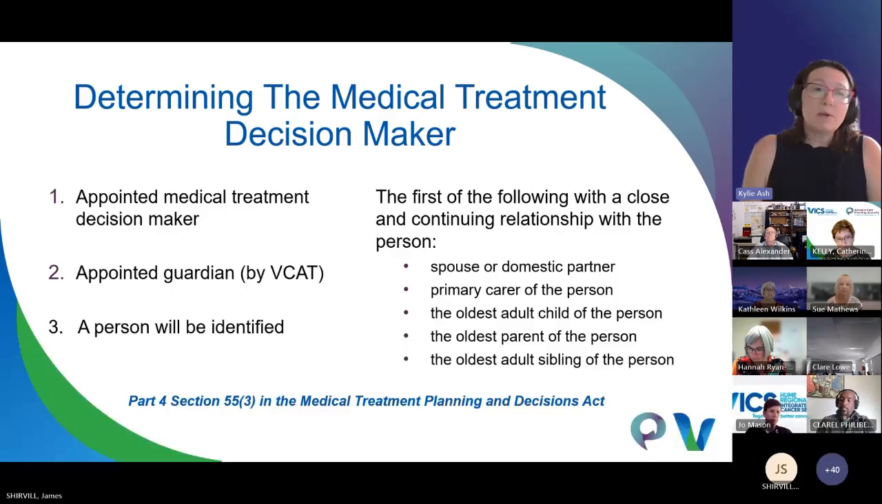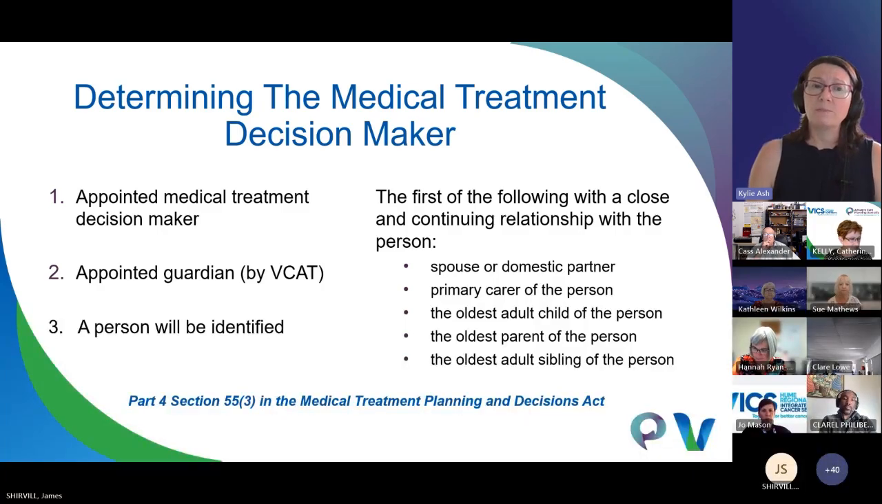When a person is unable to make or communicate their decisions, there is a hierarchy, as Catherine indicated, for determining who the medical treatment decision maker is. It is the first available and willing person from the numbered list on your screen. As you can see, appointing someone puts that person at the top of that list. So it's very important to go through the thinking that Catherine talked about to appoint your medical treatment decision maker.